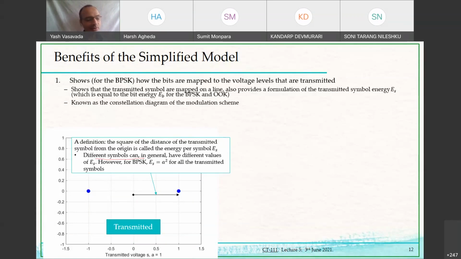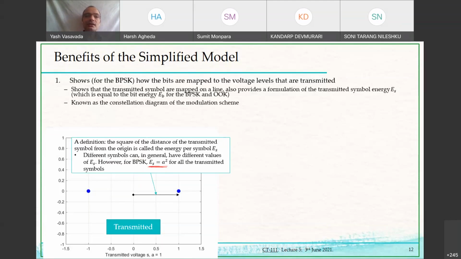Also, there is a very important parameter called the transmit symbol energy, E of S. Essentially, it is the square of the voltage. Actually, it is a little more complicated than that, but for the time being, we are going to take it as the square of the voltage corresponding to that symbol. So in this case, it is just the square of the Euclidean distance of the constellation point from the origin.